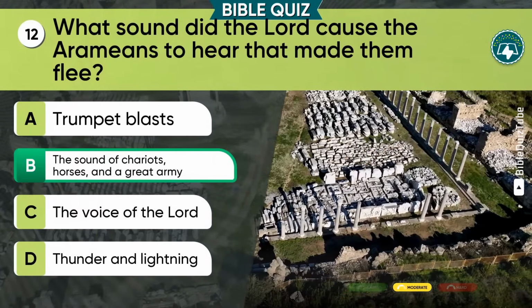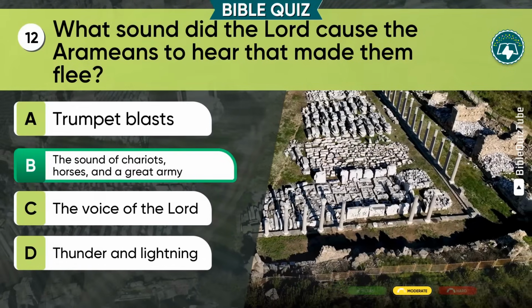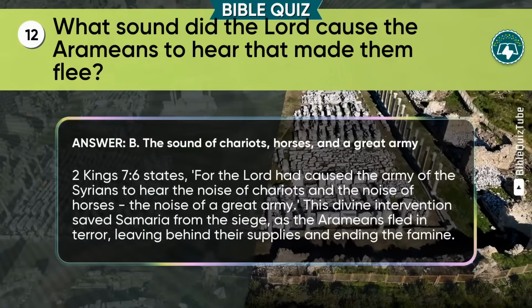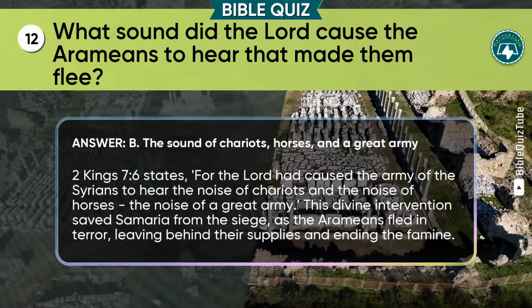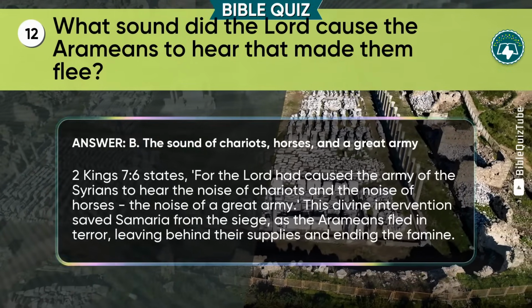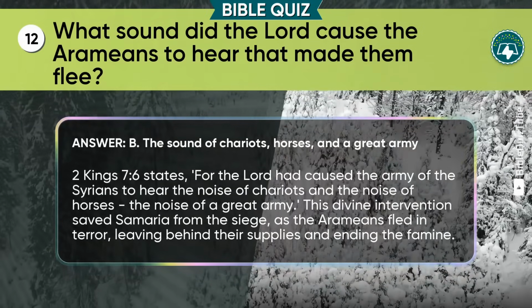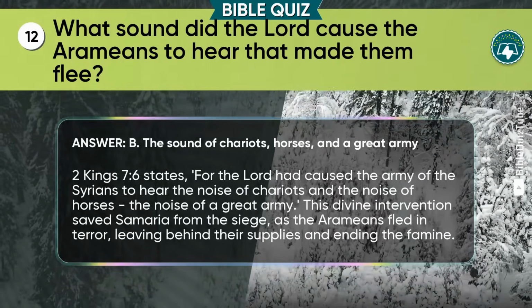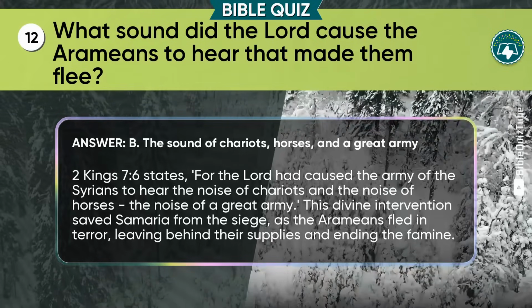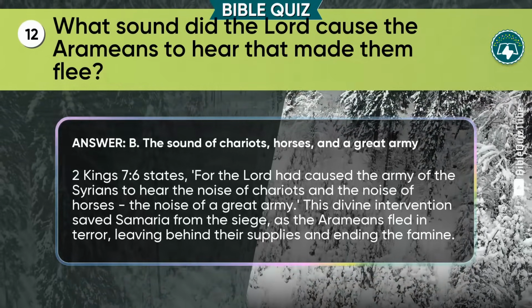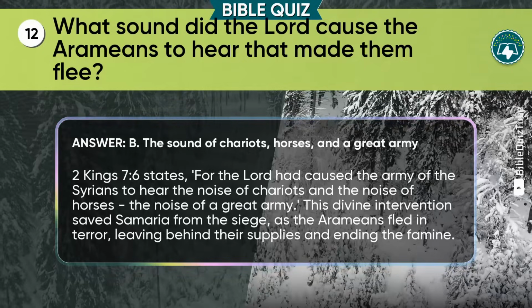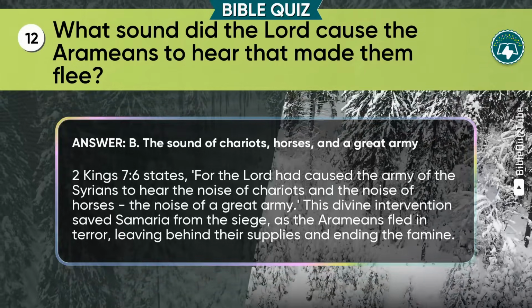Excellent. The answer is B. The sound of chariots, horses, and a great army. The explanation. 2 Kings chapter 7 verse 6 states, "For the Lord had caused the army of the Syrians to hear the noise of chariots, and the noise of horses, the noise of a great army." This divine intervention saved Samaria from the siege, as the Arameans fled in terror, leaving behind their supplies and ending the famine.